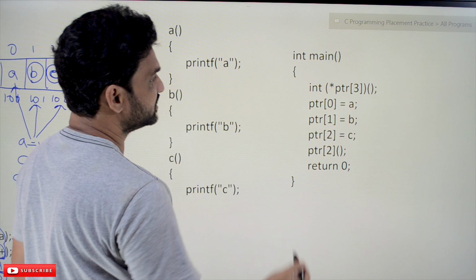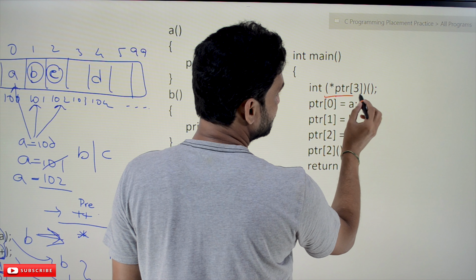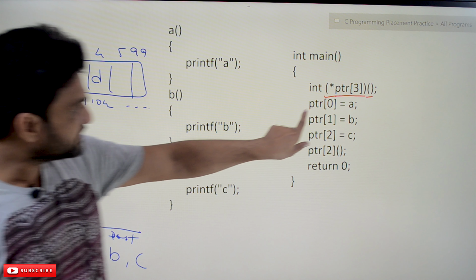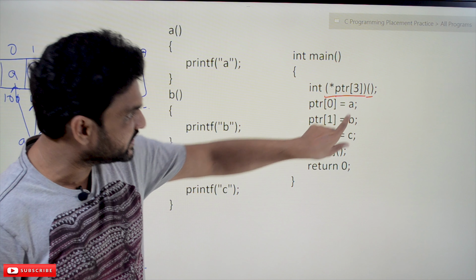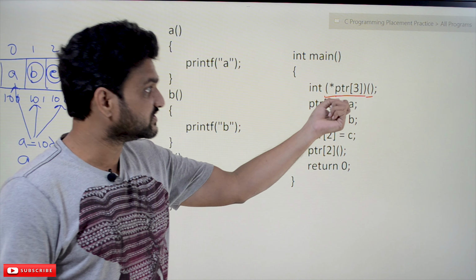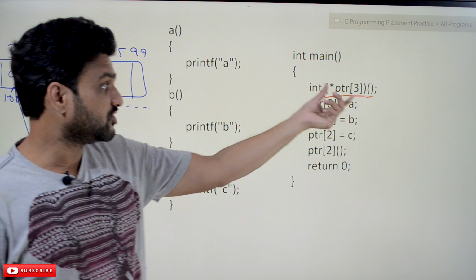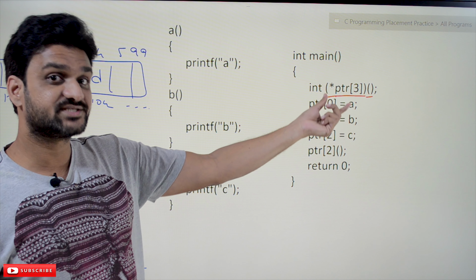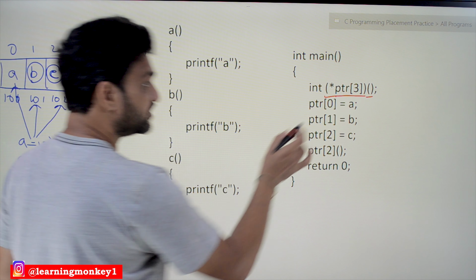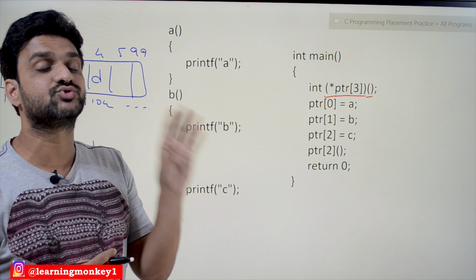Okay, this is our main function, and in this we have int (*ptr[3])(), and after that ptr of 0 is equal to A. So generally we will get confused. What does this declaration mean? These are complex declarations. We have discussed these concepts in our C programming course clearly. Every declaration has its own meaning.